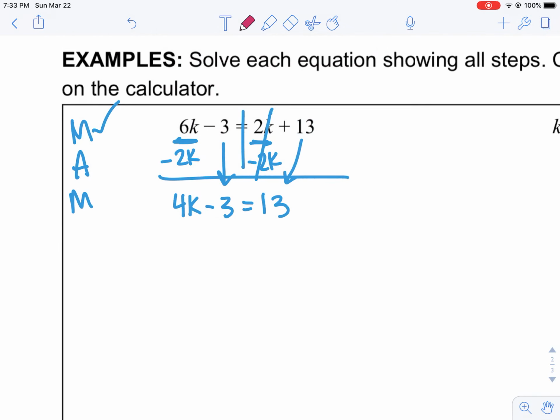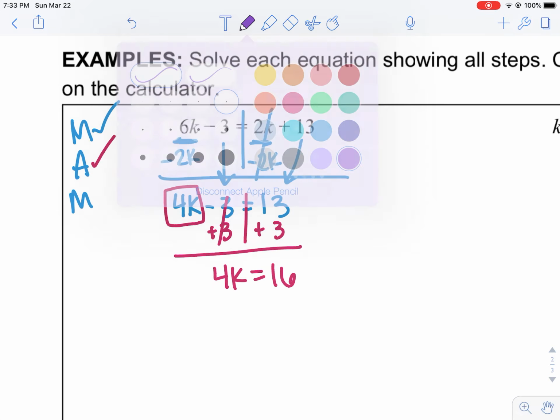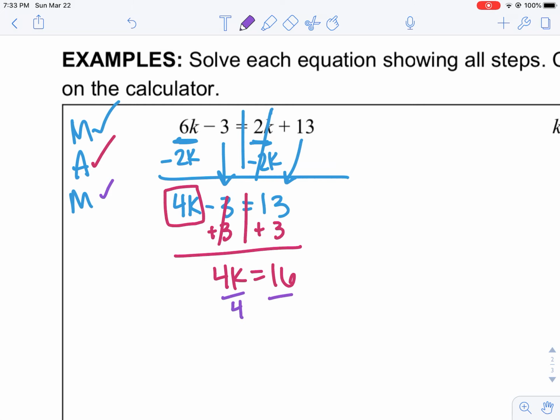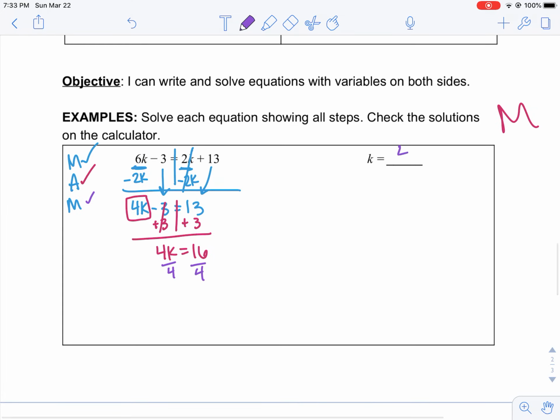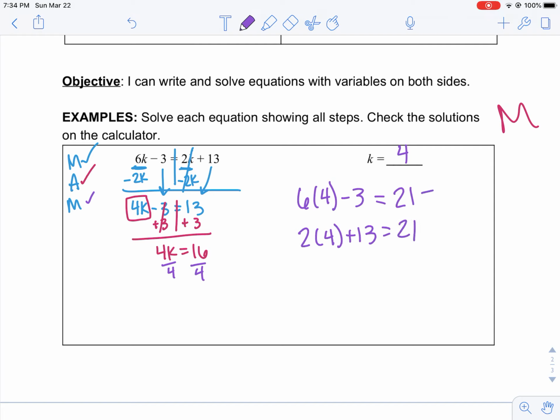Then I'm going to do my add or subtract, just like we've been doing. So move that 3, make it the opposite sign. So 4k equals 16. And then last step, divide by 4. 16 divided by 4 is 4. And then when you check, you would type it in like this to your calculator in 2 separate pieces. So 6 times 4 is 24 minus 3 is 21. 2 times 4 is 8. 8 plus 13 is 21. As long as these two match, then you've done it correctly.